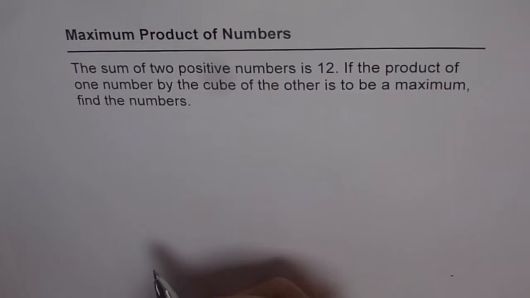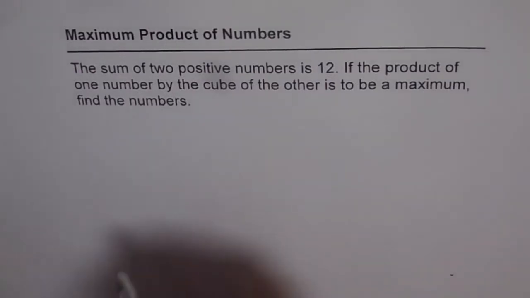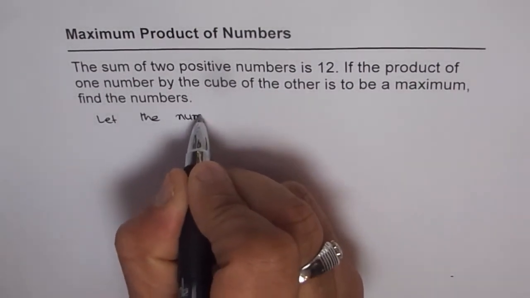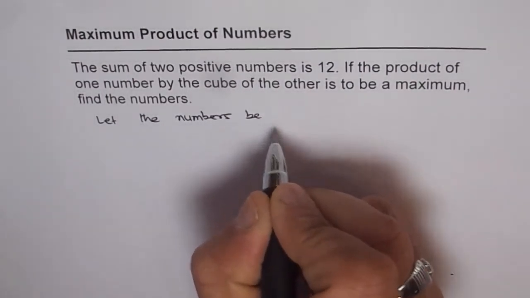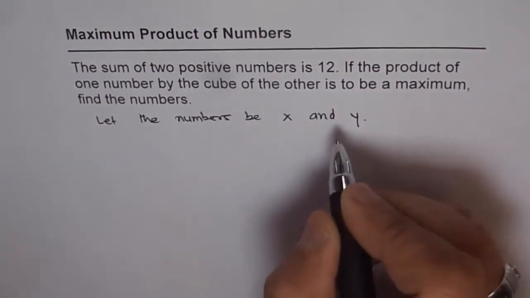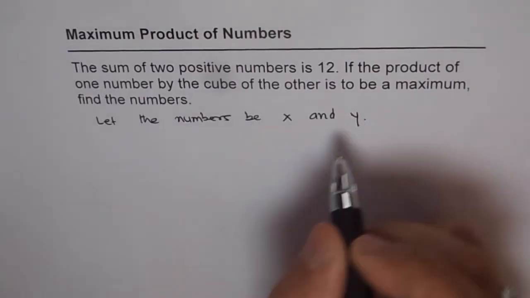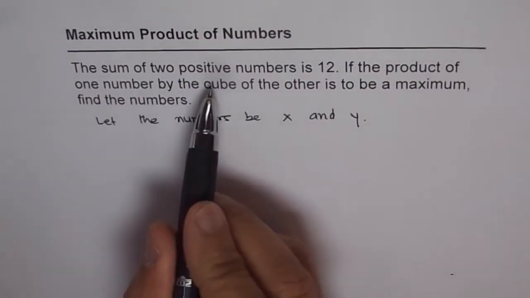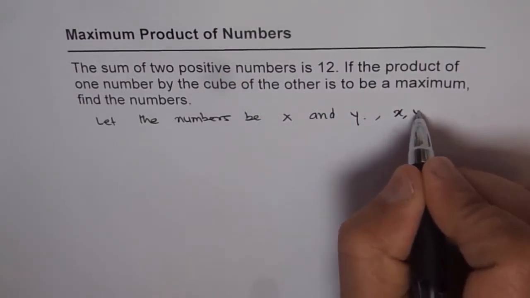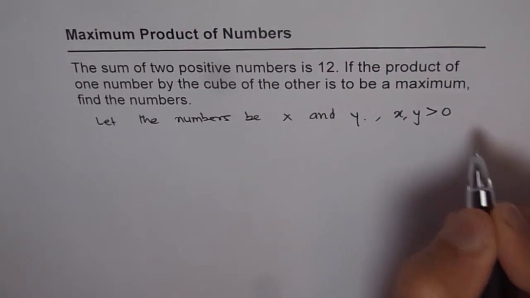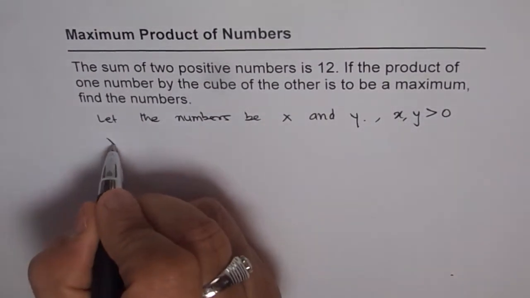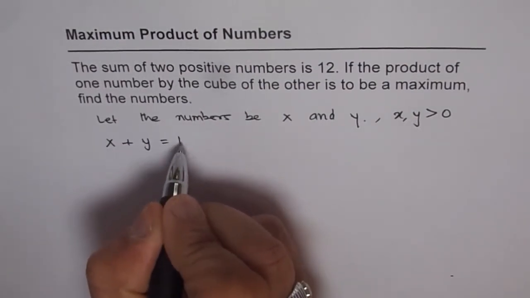In all these problems we should define our variables. So we say let the numbers be x and y. Now once you have the numbers, you should also get the relation. What is the relation? The sum of two positive numbers is 12, right? So we also know that both x and y are greater than 0, correct? Now, the sum of the numbers is 12, that means x plus y equals 12.